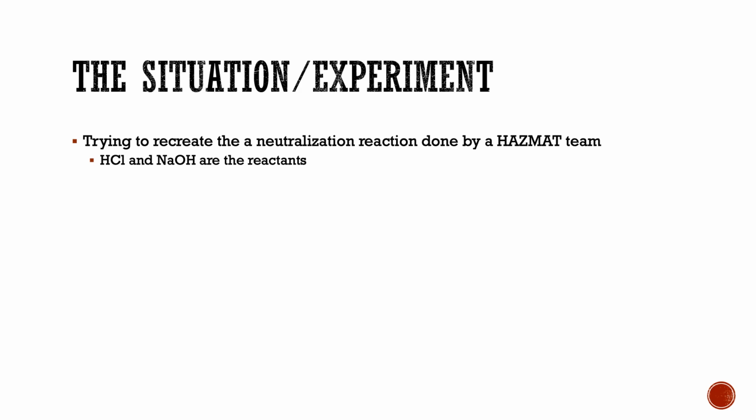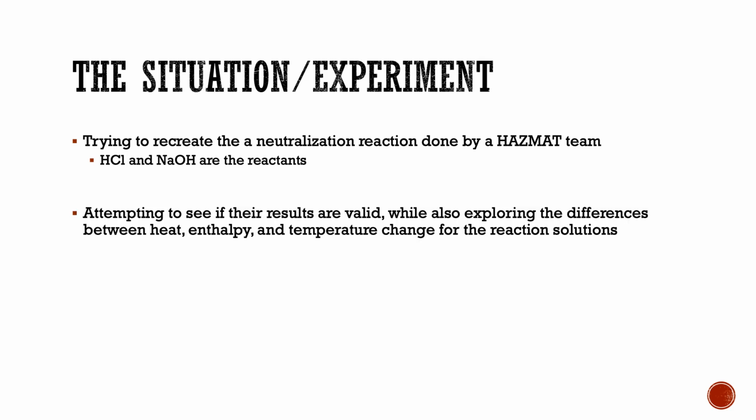In the situation laid out in the CSE Pub online reading, a hazmat team responding to a chemical spill did a neutralization reaction, and their observations are that they get a certain temperature change based on the amount of HCl and NaOH that they react. You're going to break off into groups and do a handful of different experiments, trying to confirm the results of the hazmat team, but also to explore and get a better understanding of how heat, enthalpy, and temperature change for these reaction solutions are all related to one another.